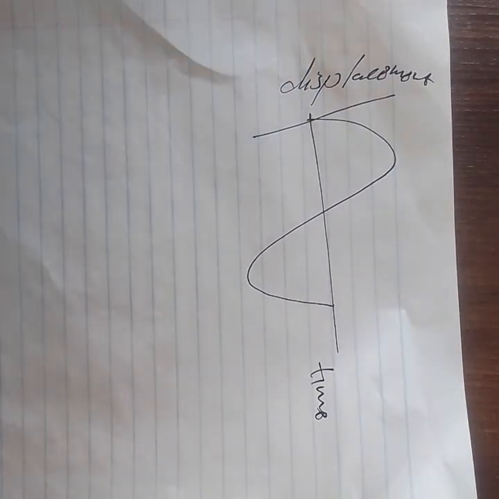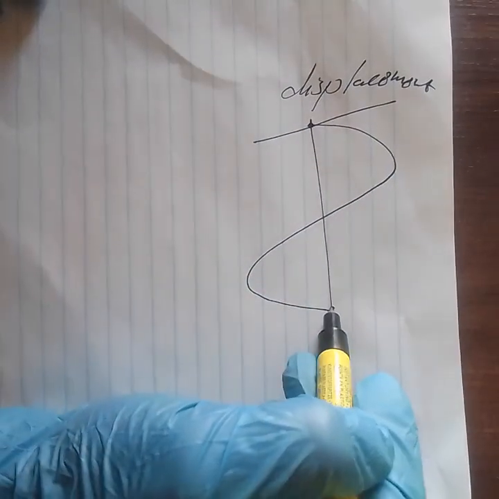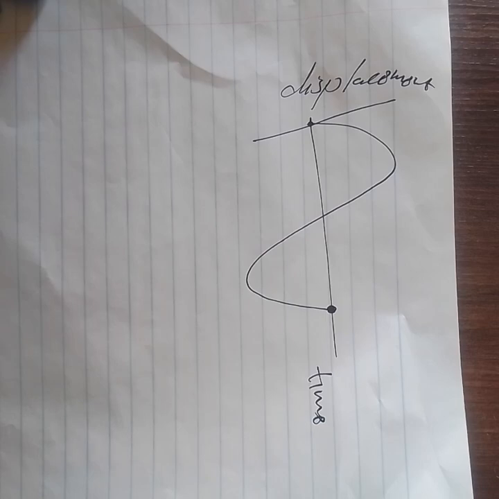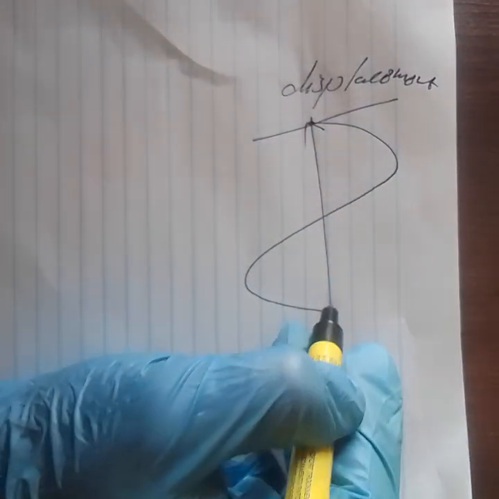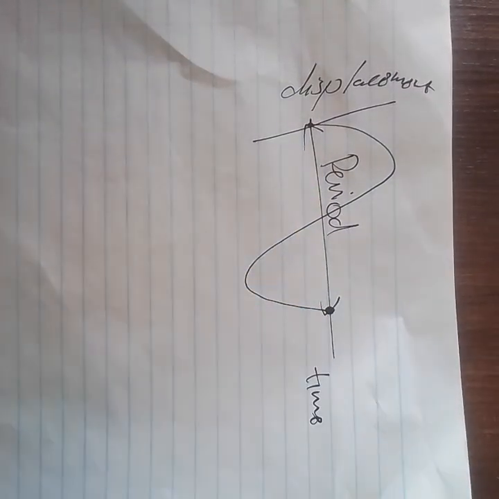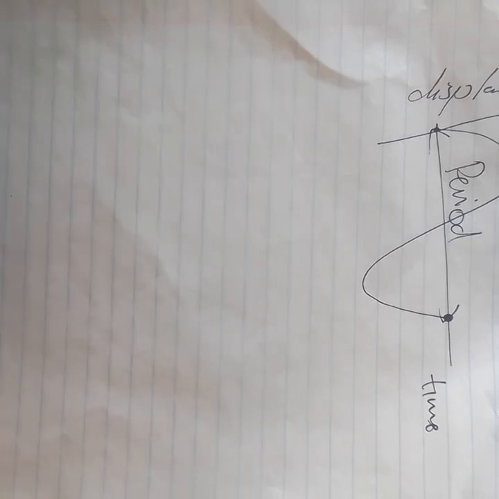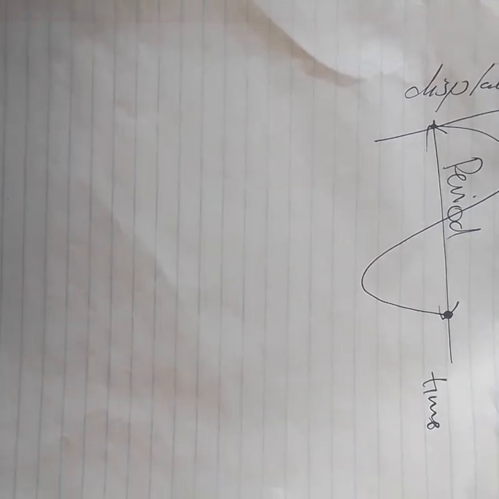Because we have time on the x-axis, the distance from the starting point to the end point is not the wavelength. It's called the period of a wave. The distance from here to here is called the period of the wave, which we can find between crest to crest and between trough to trough.